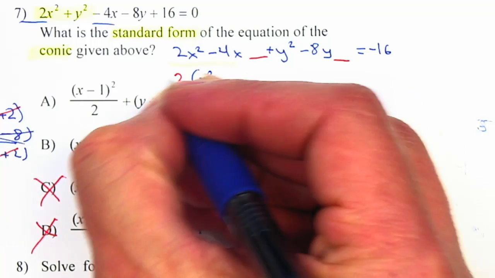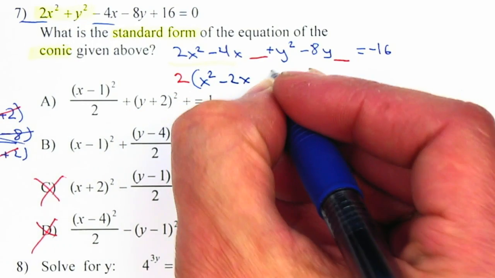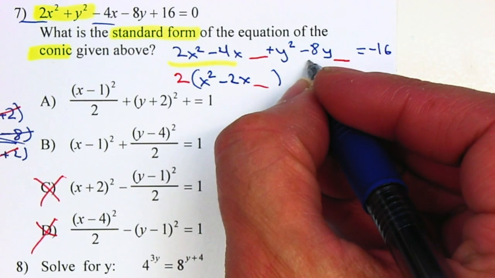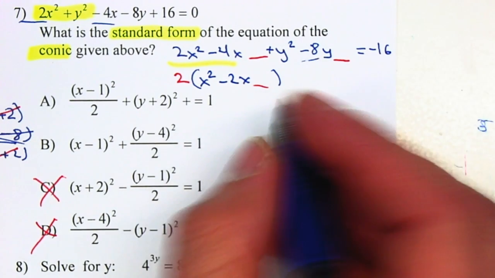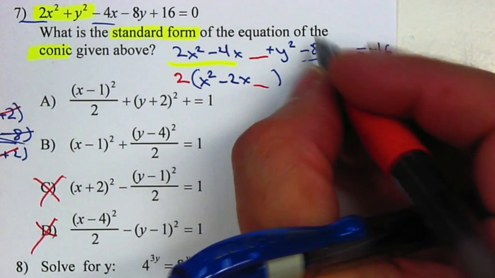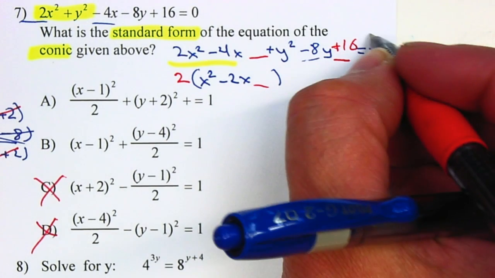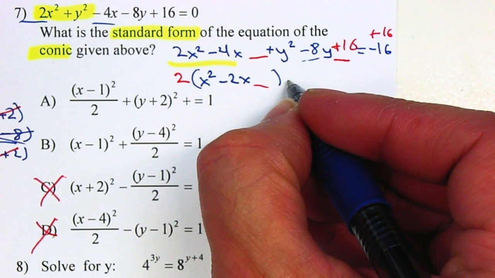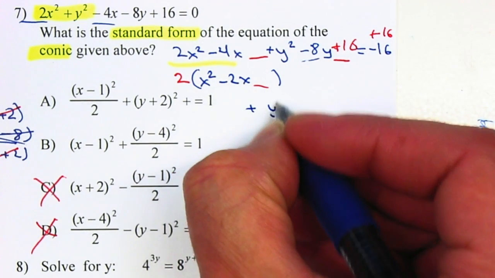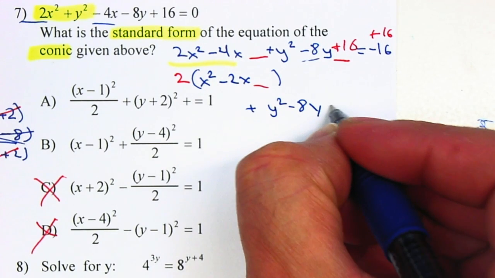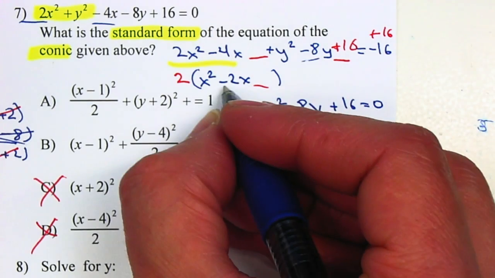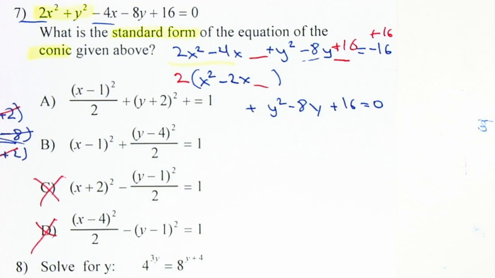2 times x squared, 2 times negative 2x, and then complete the square. Let me bring this down. Oh, let me complete the square in here. That gives me half is negative 4. So plus 16, plus 16. That'll give me plus y squared minus 8y plus 16 equal to 0. What number do I need to complete the square? Take half of it. The square will be plus 1.